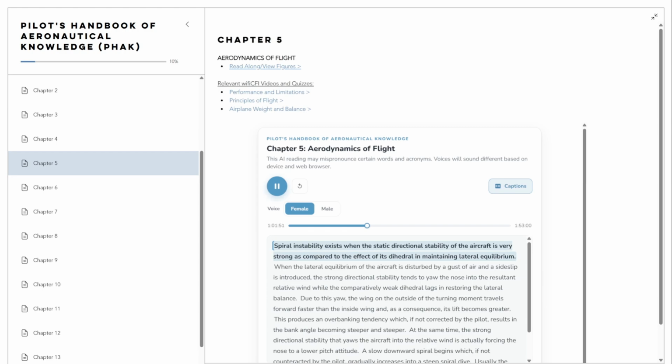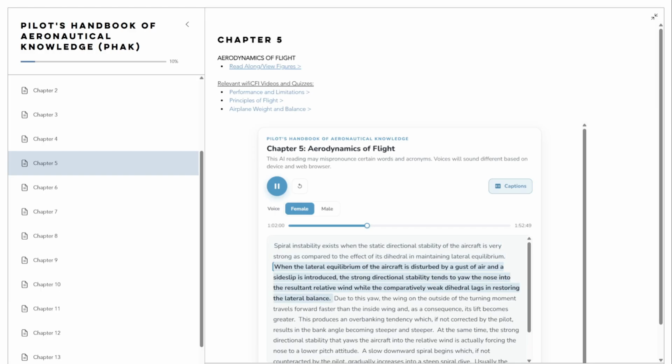Spiral instability exists when the static directional stability of the aircraft is very strong as compared to the effect of its dihedral in maintaining lateral equilibrium. When the lateral equilibrium of the aircraft is disturbed by a gust of air and a sideslip is introduced, the strong directional stability tends to yaw the nose into the resultant relative wind while the comparatively weak dihedral lags in restoring the lateral balance. Due to this yaw, the wing on the outside of the turning moment travels forward faster than the inside wing and, as a consequence, its lift becomes greater.